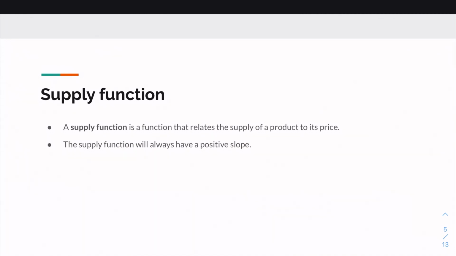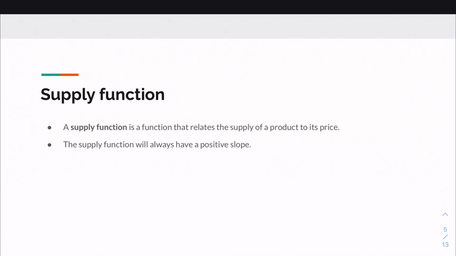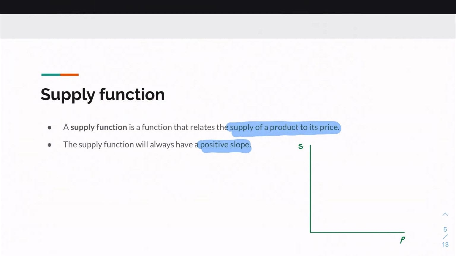We have the same principle that we can apply to the supply function. The supply function is just going to relate the supply of a product to its price. And supply will always have a positive slope. So if I were to graph my supply function, here's the supply, here's the price, I will always have a nice positive slope.